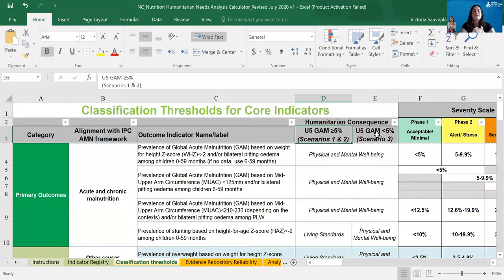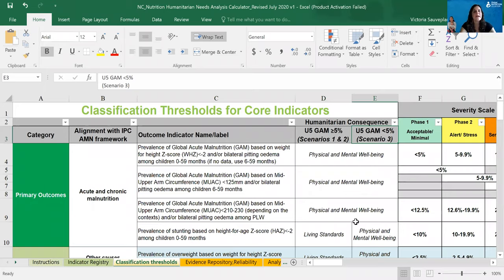Alternatively, if an IPC acute malnutrition cannot be done, then it is scenario two, when we have global acute malnutrition levels for under fives at above or equal 5%. And finally, scenario three, that the levels of global acute malnutrition is not a primary concern and it's less than 5%. This is important because certain indicators may fall into different humanitarian consequences.